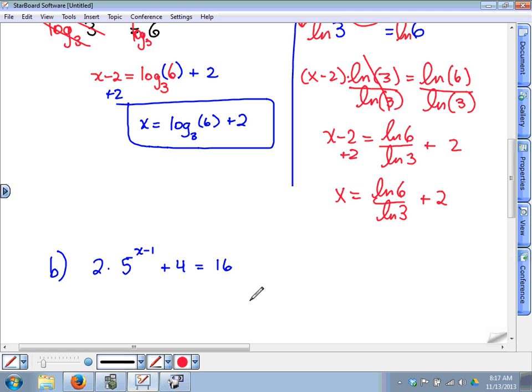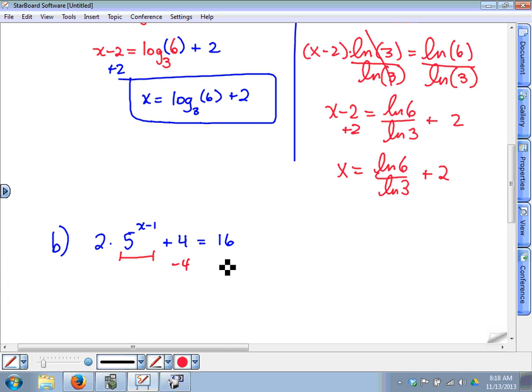Remember, first step is to isolate the exponential term. The exponential term does not include the coefficient. The exponential term is just 5 to the x minus 1, so that needs to be isolated. So we've got to get rid of the coefficient and we've got to get rid of the plus 4, but it has to be done in the right order. You can't just get rid of anything you want in any order. Subtract 4 first.